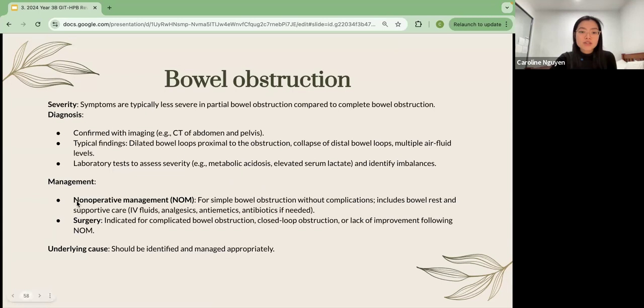To manage non-operatively, we need to let the bowels rest. So sometimes that involves putting an NGT, nasogastric tube, down, sucking up all of the contents from the tummy and the stomach, letting the bowel rest, putting them nil by mouth, and then supporting them with IV fluids, analgesics, antiemetics, and antibiotics if they need. But sometimes surgery is required if it's severe.